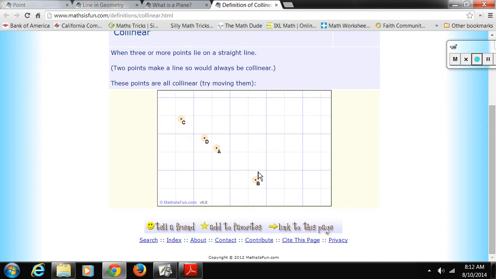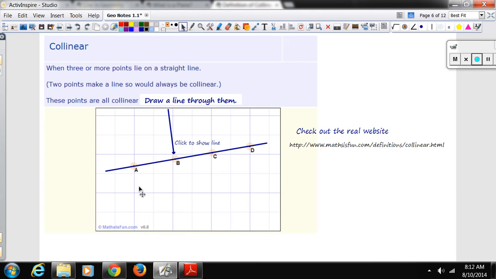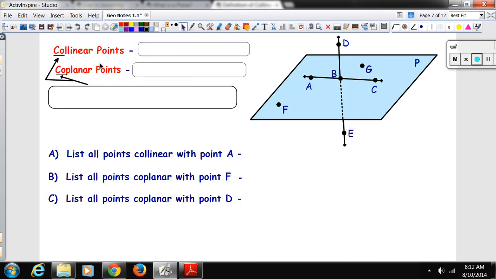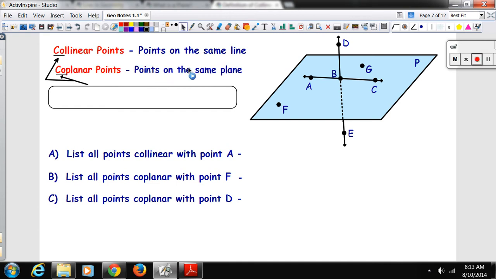So collinear means they're always going to be together on the same line. So draw a line through your points on your notes to show that those 4 points are collinear. They're on the same line. Now just a quick review. Collinear means points on the same line. Coplanar, if you put the co in front of the plane, that just means points on the same plane.